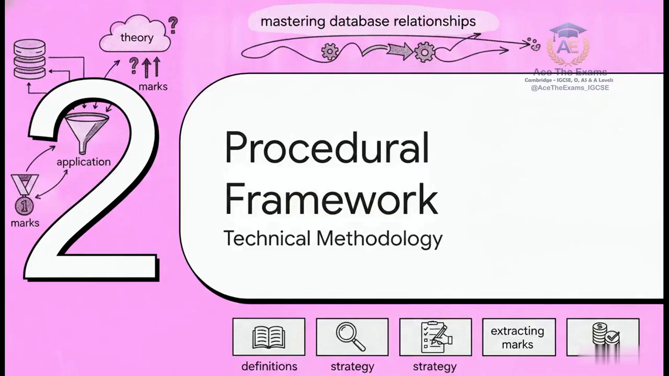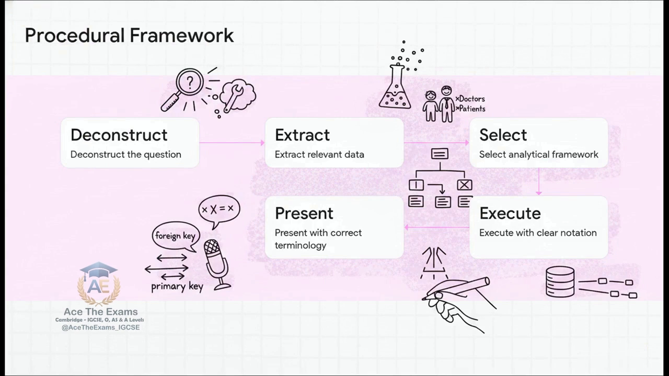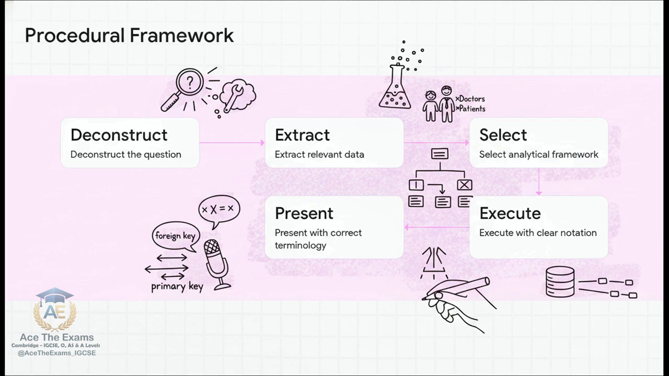All right, let's transition into the procedural framework. Knowing the textbook definitions is only step one. Now we need a reliable, step-by-step strategy to actually extract those marks from the examiner. If you follow these 5 sequential steps every single time, you will systematically build an answer that guarantees you pick up every available method mark. And remember, in Cambridge mark schemes, method marks are your safety net. You get points for the correct process, even if your final conclusion goes slightly off track.